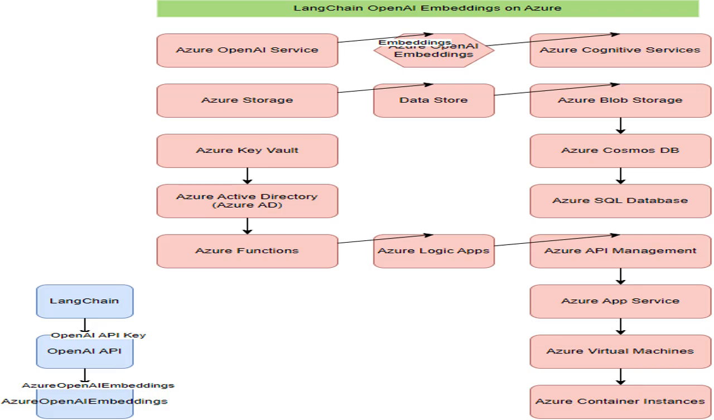LangChain OpenAI embeddings on Azure. Azure OpenAI Service provides access to OpenAI's large language models (LLMs) and APIs for tasks such as text generation, translation, and code completion. Azure OpenAI embeddings provides embeddings functionality.